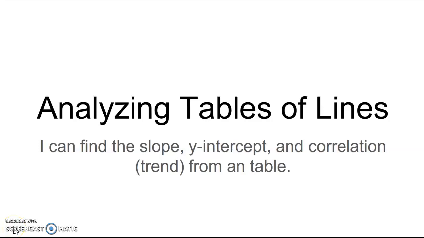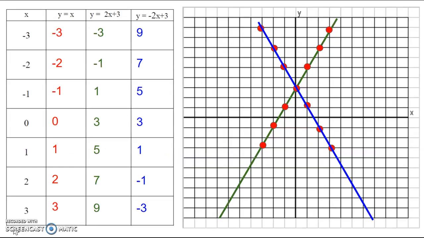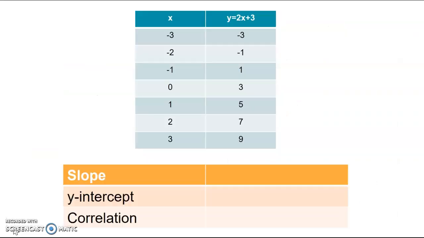Guys, okay, this is our last video in this series, analyzing tables of lines. And the I can statement is I can find the slope, y-intercept, and correlation or trend from a table. So we're going to come back to the tables that we have been looking at, and we're going to analyze each individual equation. So let's begin with y equals 2x plus 3.